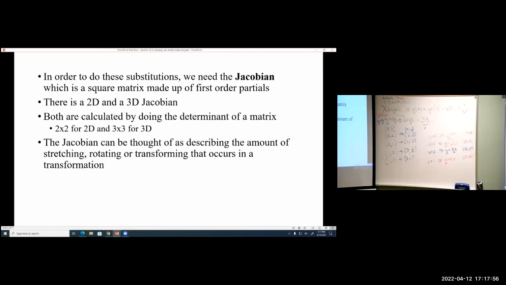So the Jacobian is what calculates the r when you go from rectangular to cylindrical. The Jacobian is what calculates the rho squared sine phi when you go from rectangular to spherical. That's what the Jacobian gives you, that little factor that has to be part of your dA or your dV.